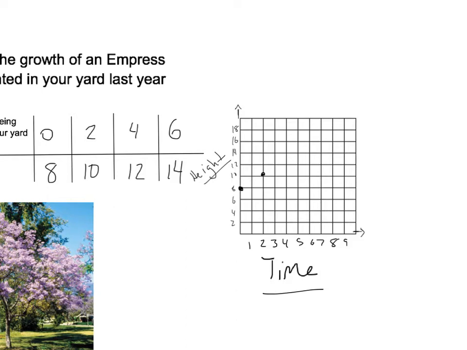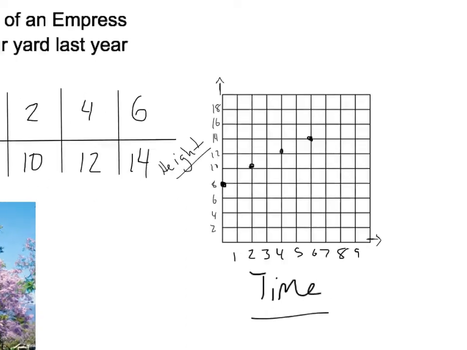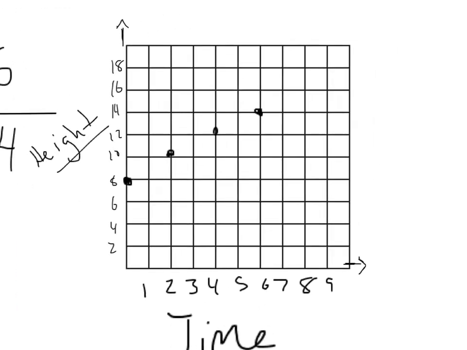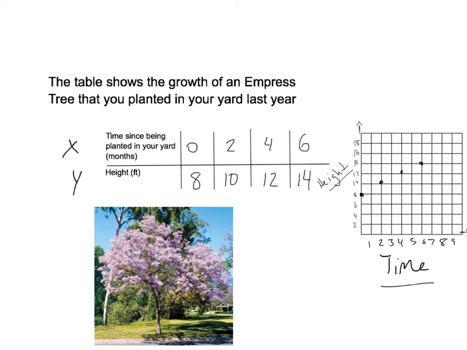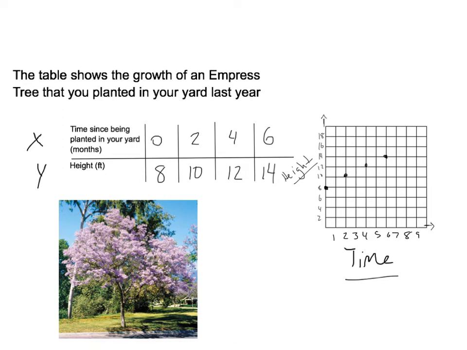Now 2, 10, over 4, then up 12. And then lastly over 6 up to 14. And there you have it. There is our data graphed, okay? So let's look at our table, make sure it all matches up. Yes, it does.